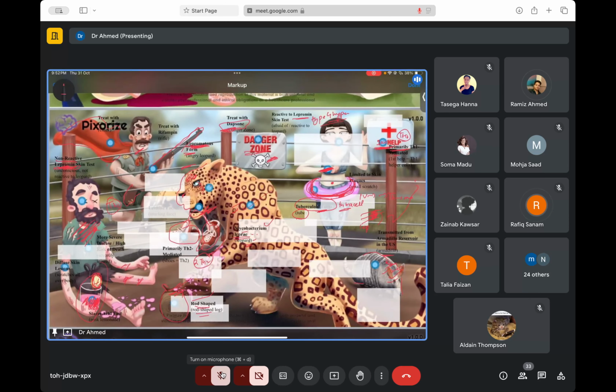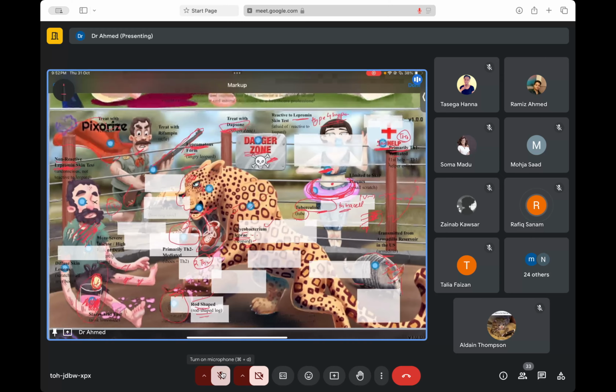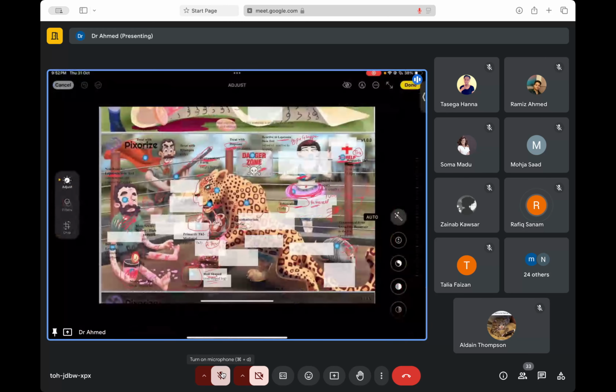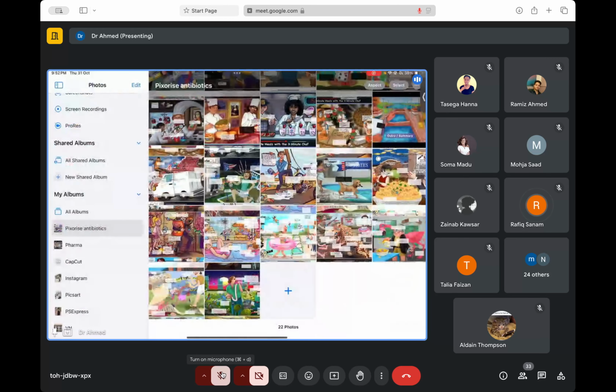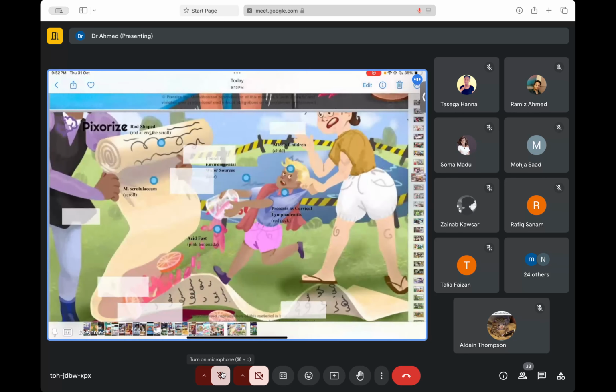So this was all about leprosy. Now let's discuss another. We are done with one, two, and three. Let's do the fourth one. It's very easy in this scene.